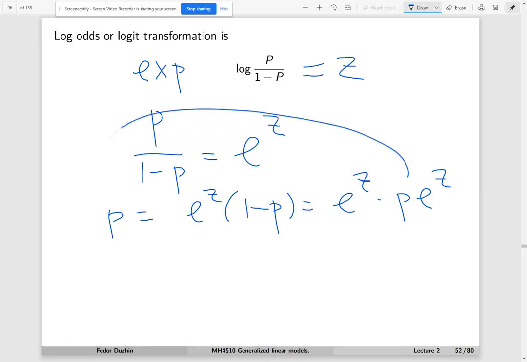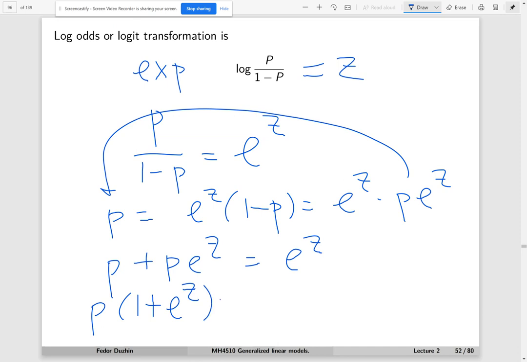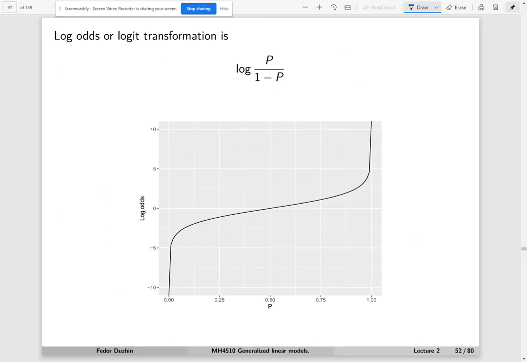Now I'm going to move this term to the left-hand side. So the left-hand side becomes p plus p e to the z equals e to the z. Now I'm going to factor out p. So this is p times 1 plus e to the z equals e to the z. And then solving for p, I get p equals e to the z divided by 1 plus e to the z. And this is called the logistic function.